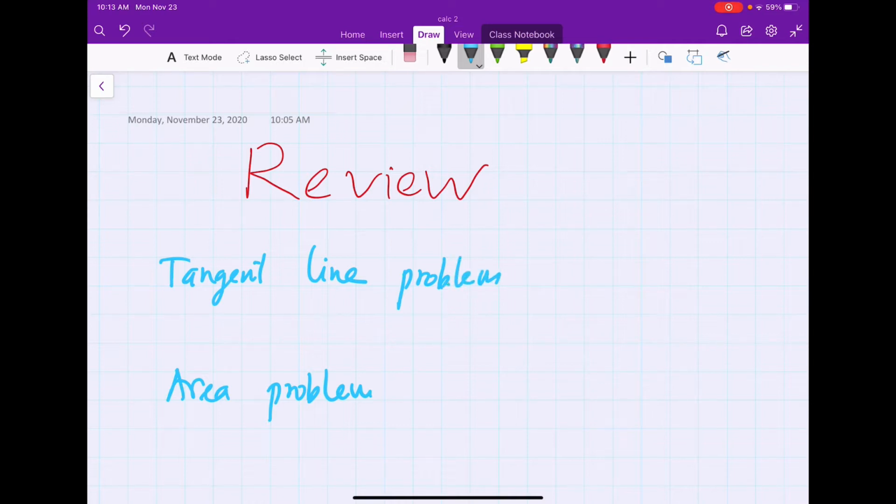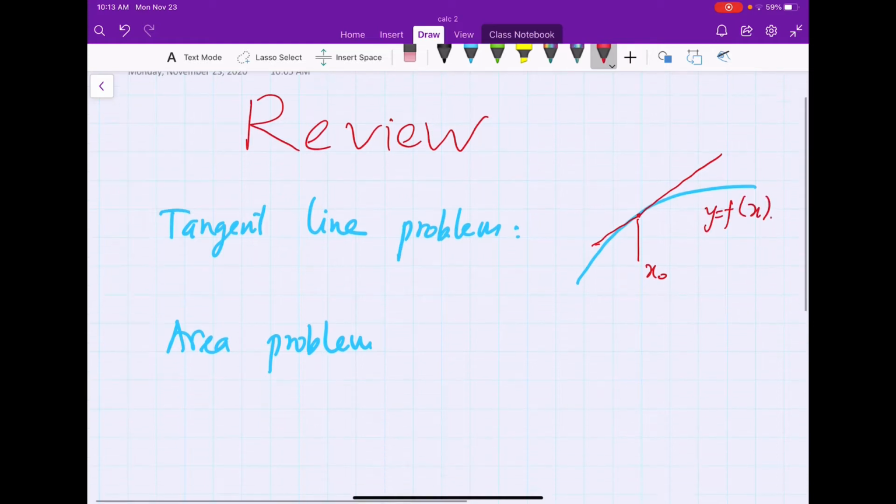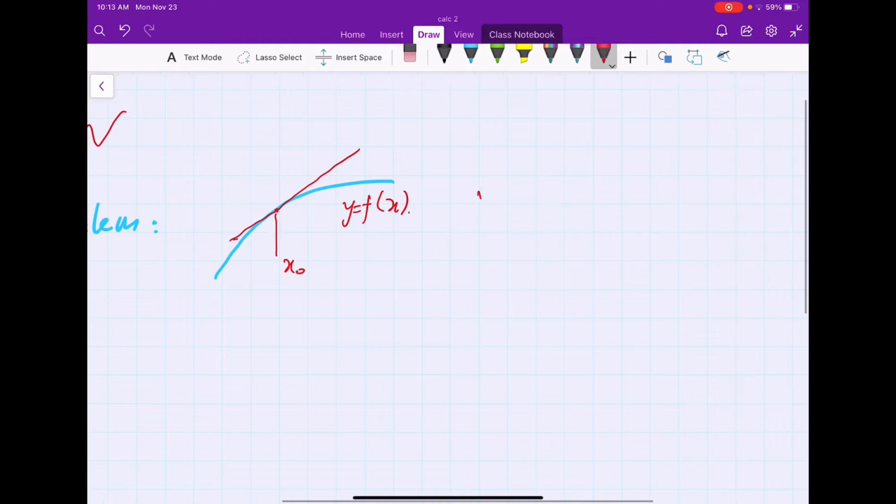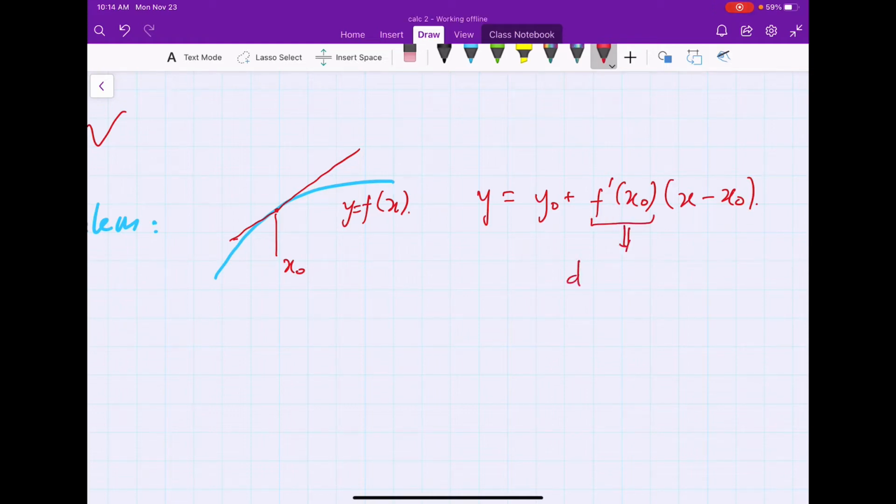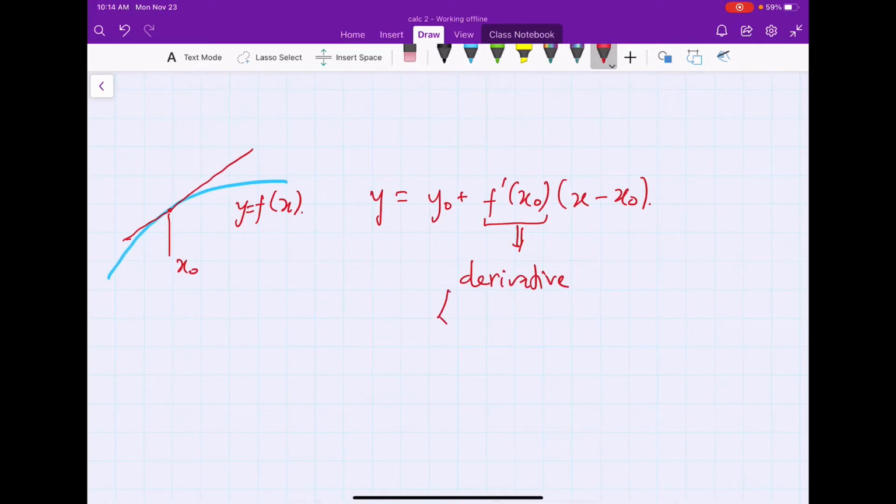What is the tangent line problem? We study how to find the equation of a tangent line. Suppose that you have some curve and some point on the curve, and you want to find the tangent line. This is x0, the function is y equal to f of x. So the equation of the tangent line is y equal to y0 plus f prime at x0 times x minus x0, where the derivative is the slope, and at the same time that is the slope.